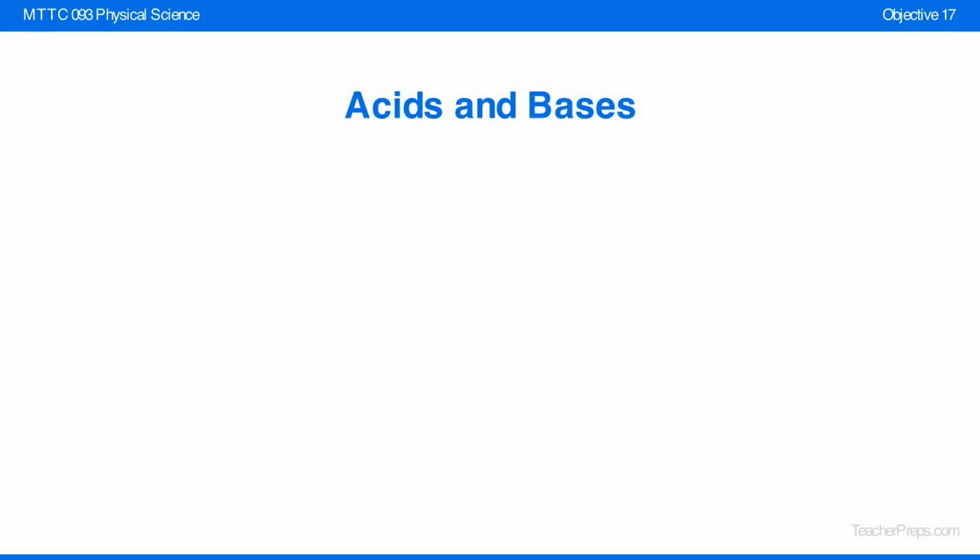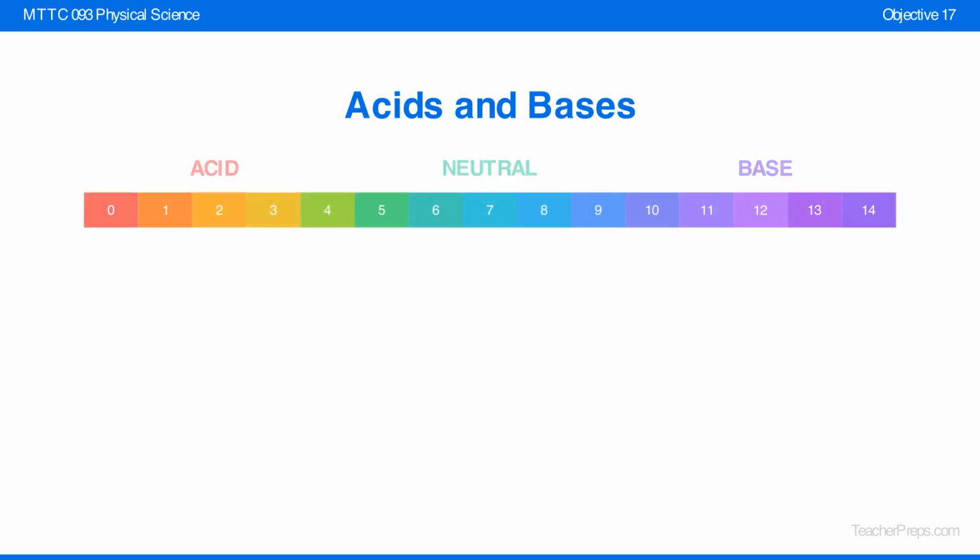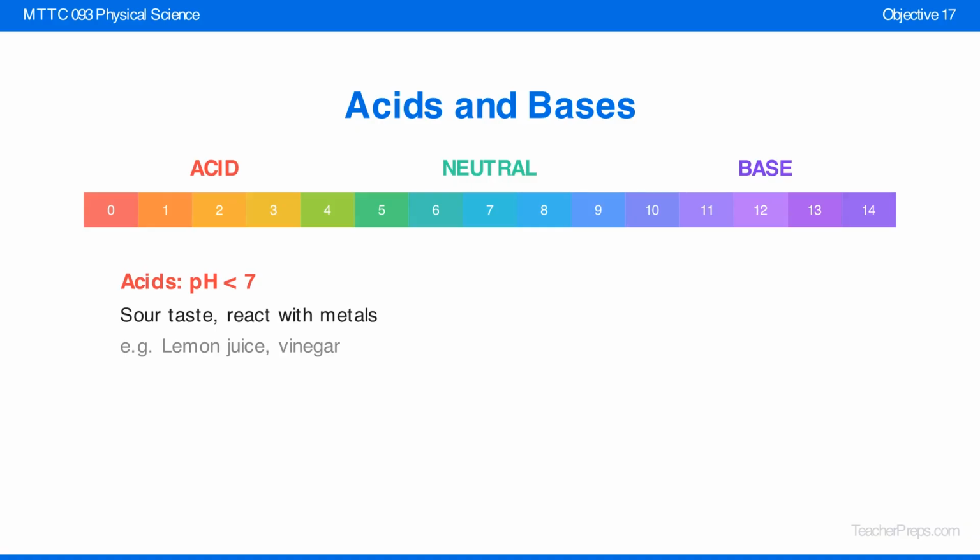Let's talk about acid-base reactions. Acids produce hydrogen ions, H+, in solution. They taste sour and turn blue litmus paper red. Common acids include vinegar, which is acetic acid, citrus juice with citric acid, and stomach acid, which is hydrochloric acid.